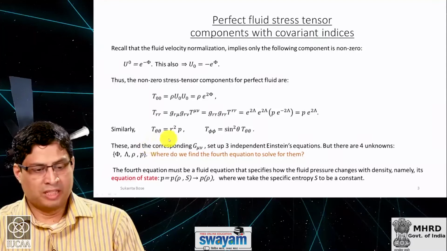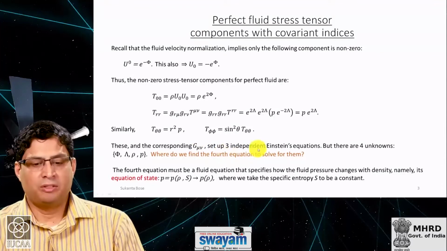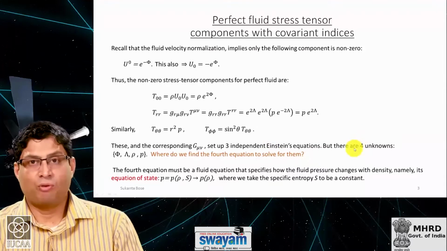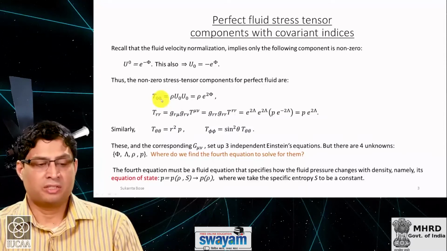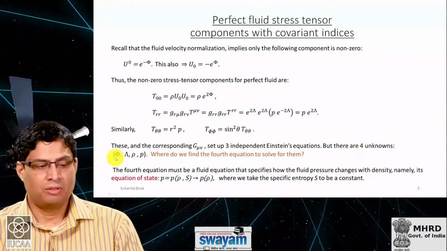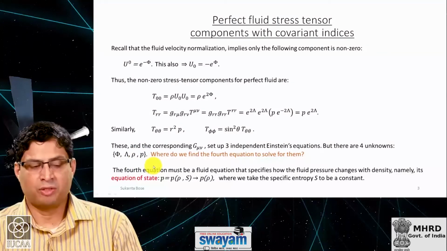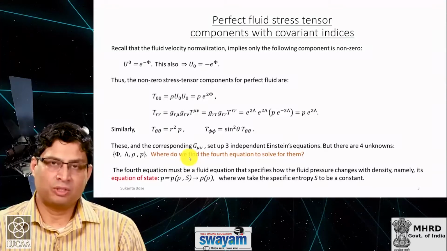So, these components and the corresponding Einstein tensor G_mu nu set up the three independent Einstein's equations, as one can check, but there are 4 unknowns. What will be the 3 Einstein's equations? Of course, the time component of the Einstein's equation, the radial, and then the theta. Phi is related to theta. So those are the 3 independent Einstein's equations. What is the problem? The problem is that there are 4 unknowns to solve for: phi and lambda coming from the metric, rho and p coming from the stress tensor describing the fluid. So clearly there is a problem. Where do we get the 4th equation from?